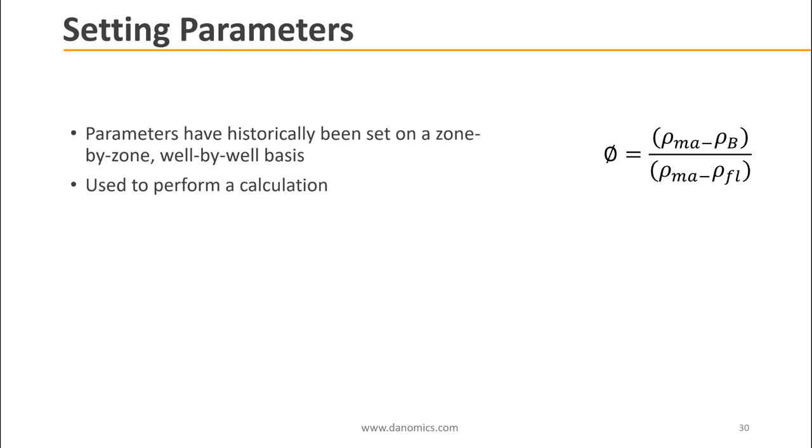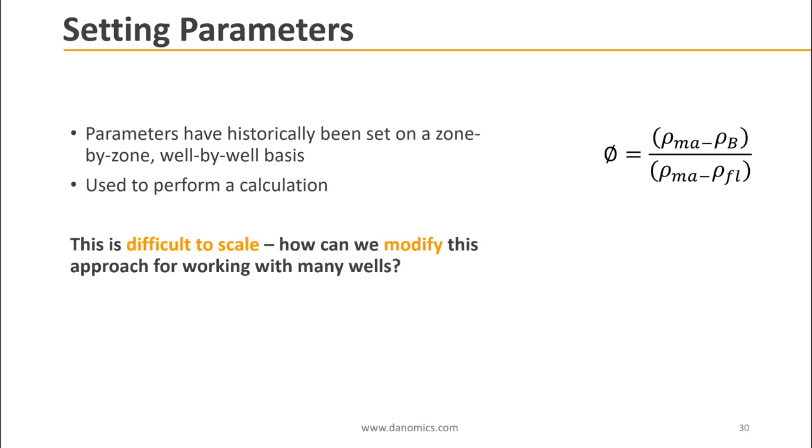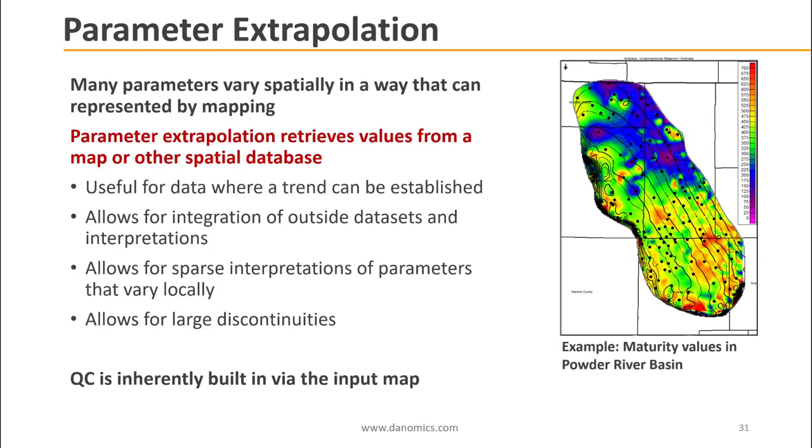Now, the problem is this doesn't scale up well. You can set this on one well, no problem, but what if you have 10 wells or 100 wells, and this property needs to change from well to well? So there are techniques that we can use to address this. The first technique of which is parameter extrapolation.